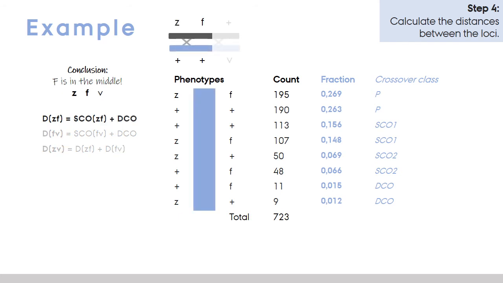So let's start by calculating the distance between Z and F. We look at the single crossovers between Z and F, and we look at the double crossovers. I'll show you why. In the parentals, for the Z and F locus, the Z and F alleles are together and the plus and plus alleles are together. So when we have a crossover, we would see that the Z and plus are together and the plus and F are together.